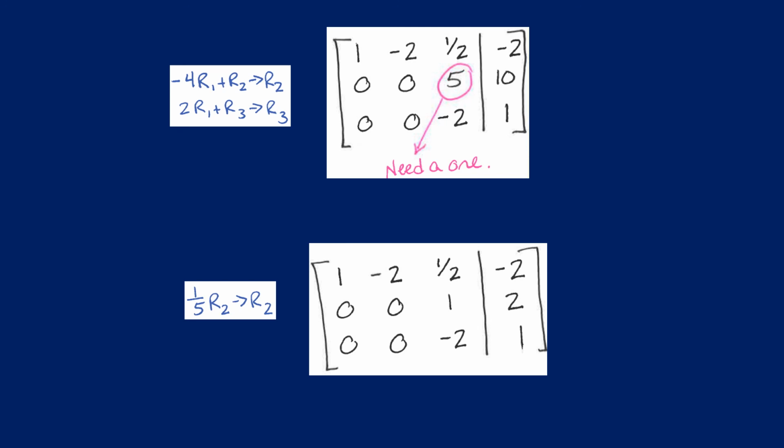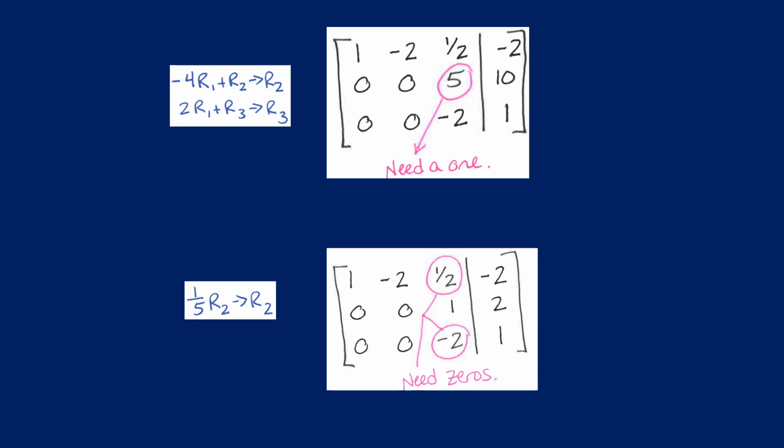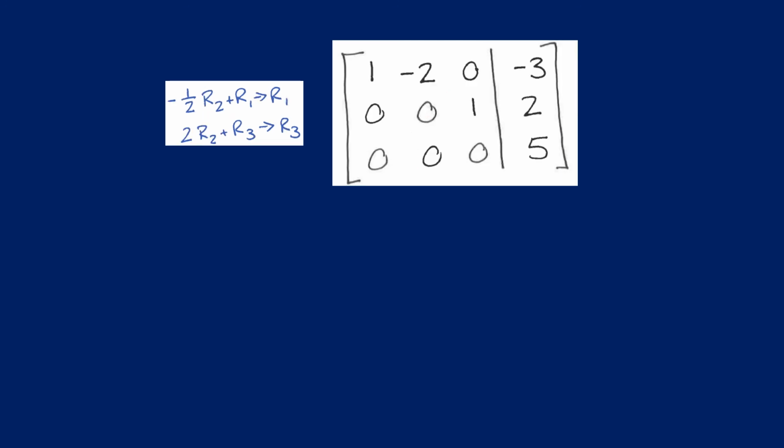Now remember, I need to have zeros above and below the 1. So I need the 1/2 and the negative 2 to become zeros. So I'll use the command negative 1/2 row 2 plus row 1 to get row 1 being 1, negative 2, 0, negative 3. And I'll use 2 row 2 plus row 3 to get 0, 0, 0, 5.